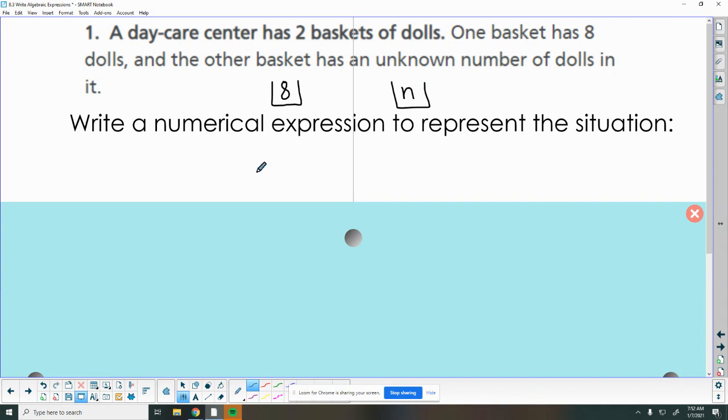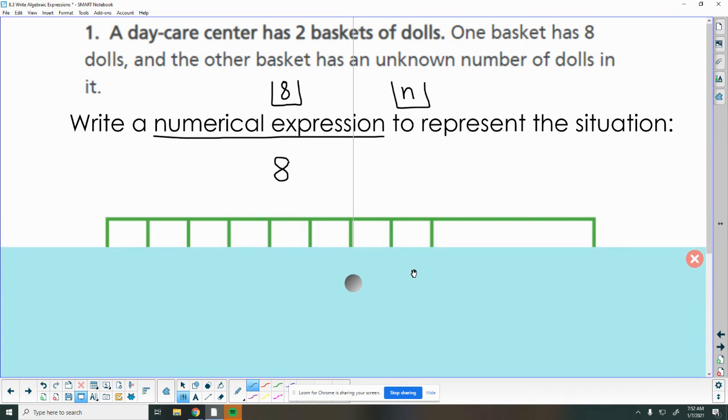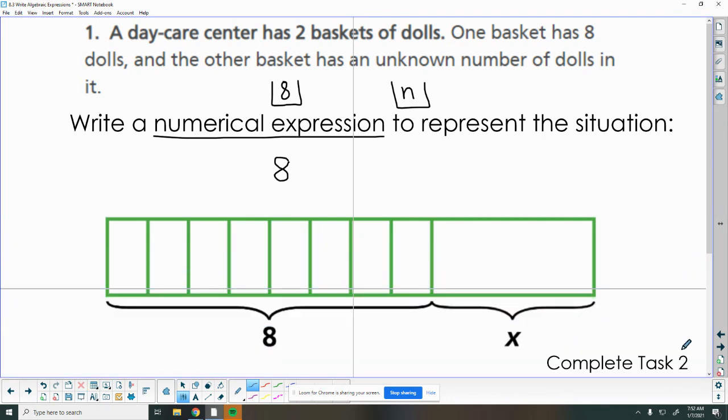So we are going to write a numerical expression to represent the situation. That means I can only use numbers. So we know we have 8. And we don't know this number here though, so we are unable to write a numerical expression. That doesn't mean we just say, oh, well, I can't do this. We can actually write an algebraic expression in order to represent this.